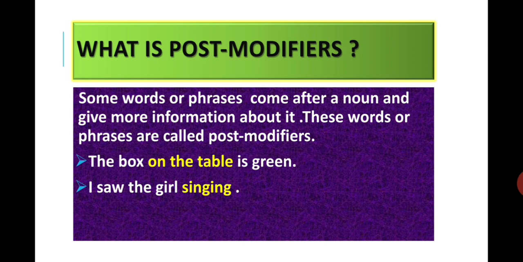In this example, on the table is a phrase and it is giving more information about the word box. Box is a noun. So, on the table is a post modifier because it comes after the noun box and gives more information about the word box. In the second example, I saw the girl singing. Here, singing is a post modifier because it comes after the noun girl and gives more information about the noun girl. Hence, it is a post modifier.